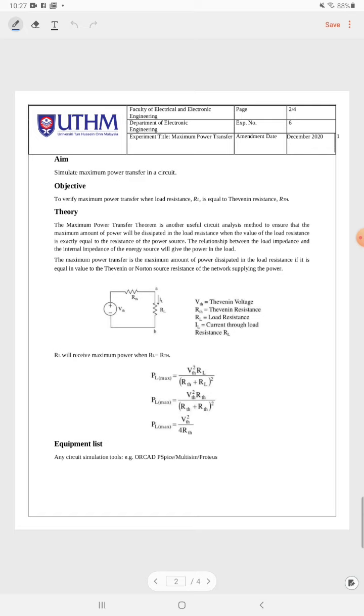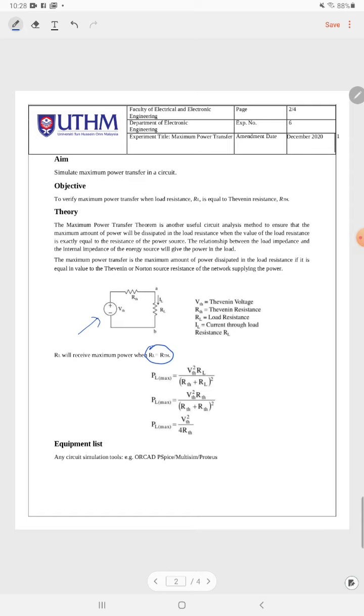Okay, so the figure here shows the Thevenin equivalent circuit. That means we are converting our circuit into a Thevenin equivalent circuit. So you have VTH in series with your RTH, and then we have the load RL. In order to achieve maximum power transfer, your RL value must equal your RTH value.